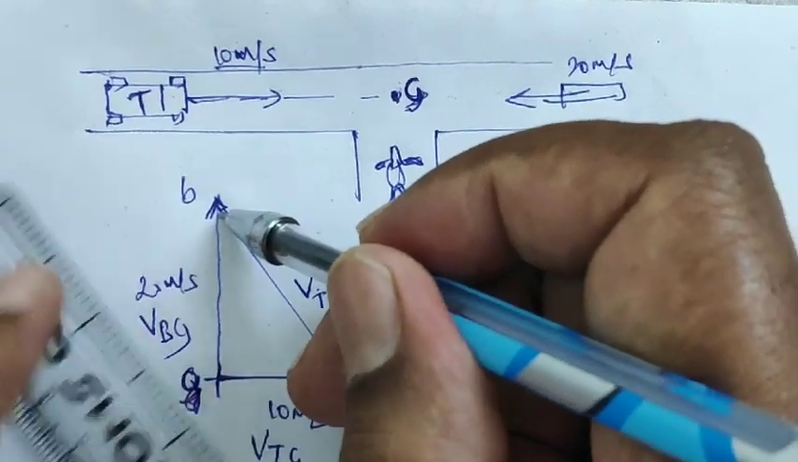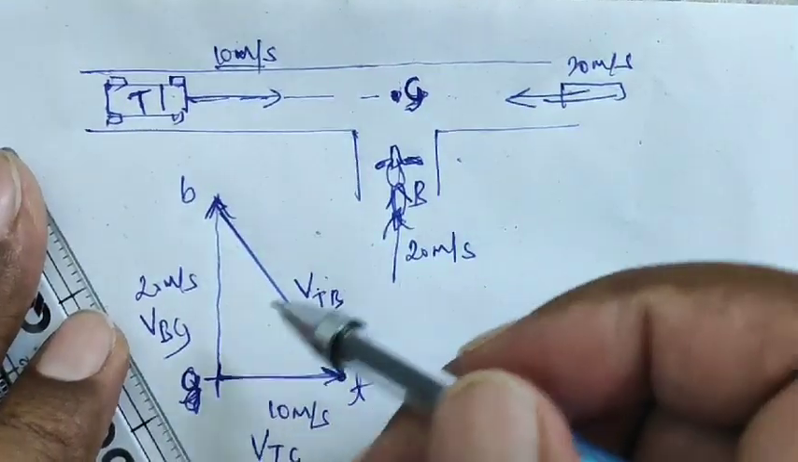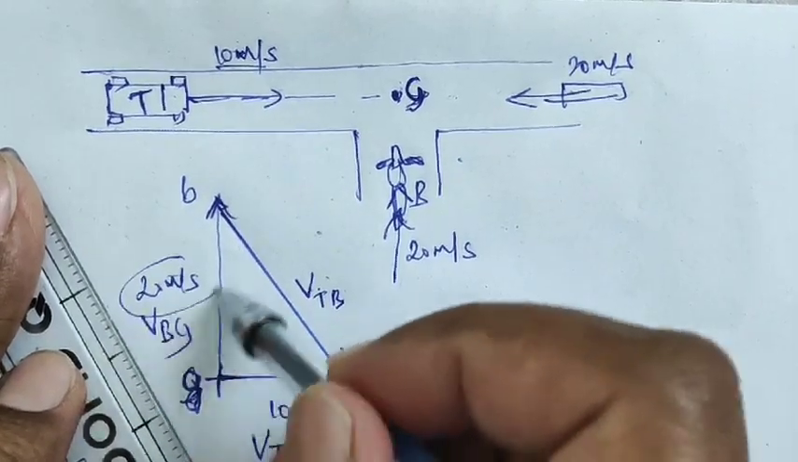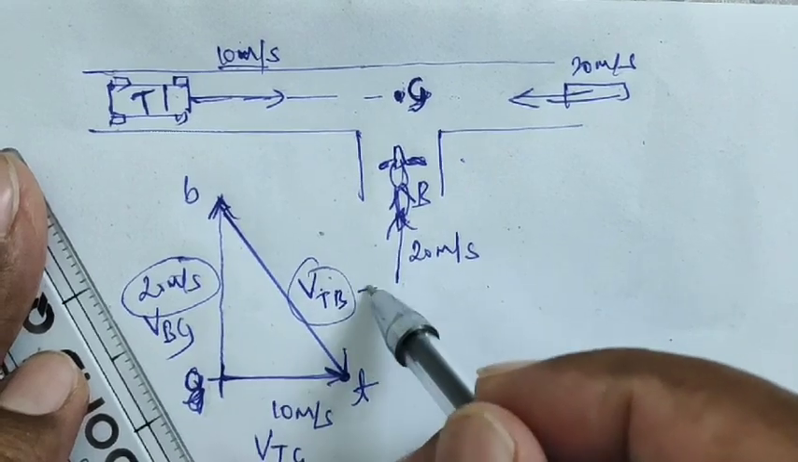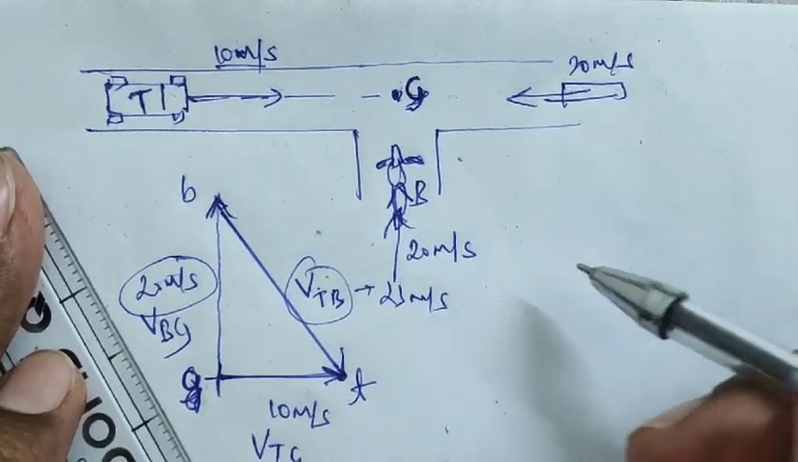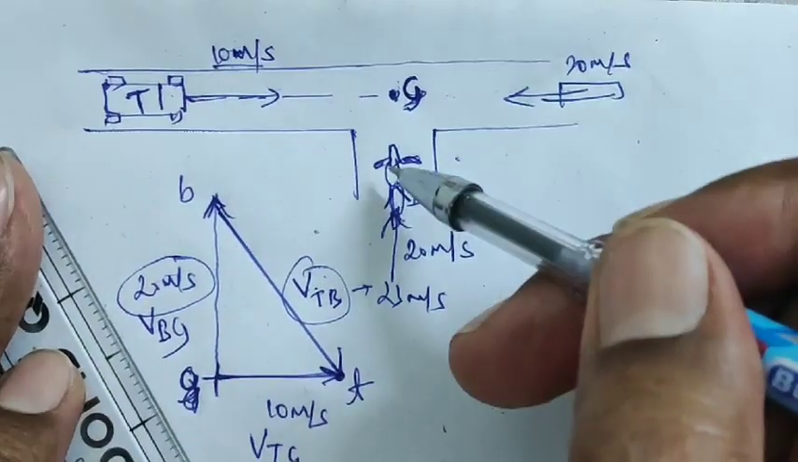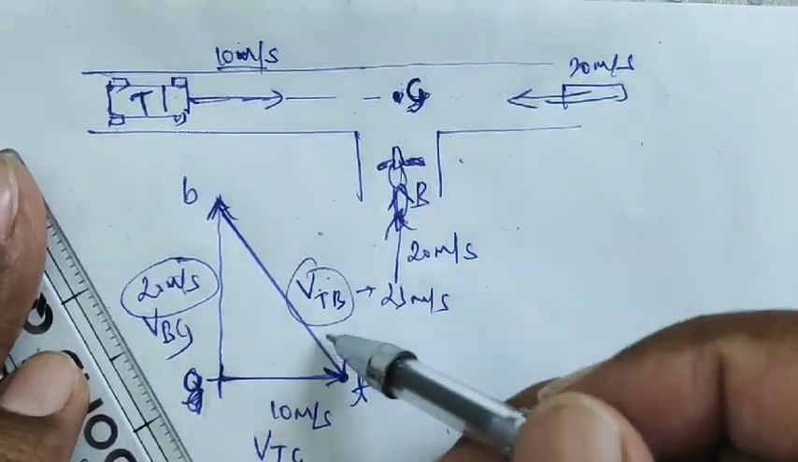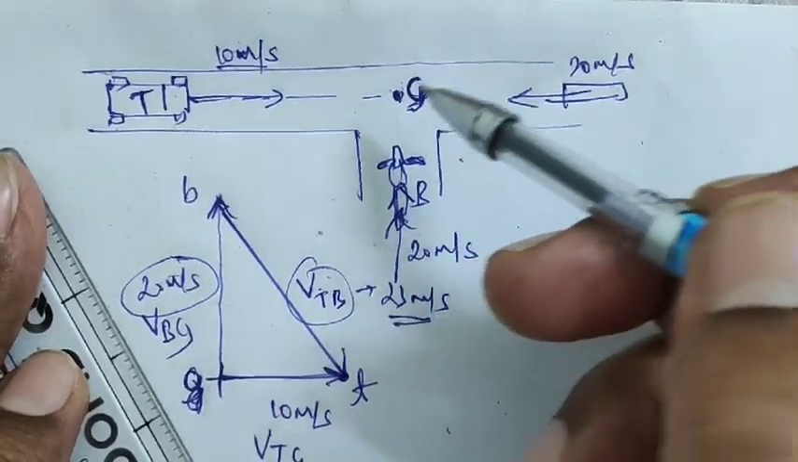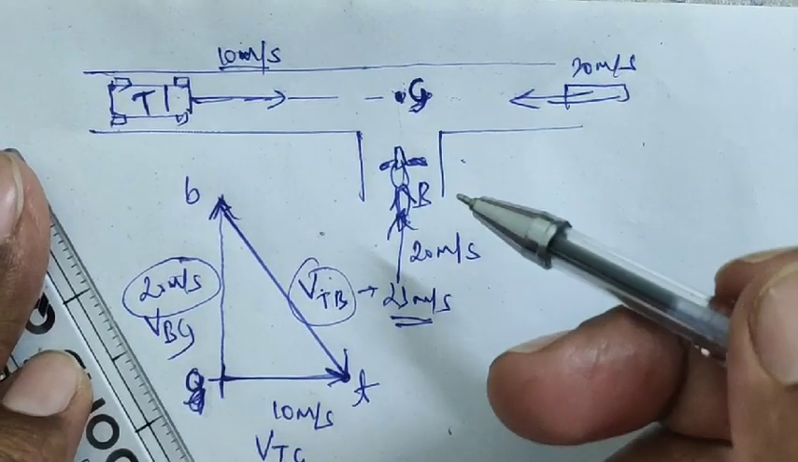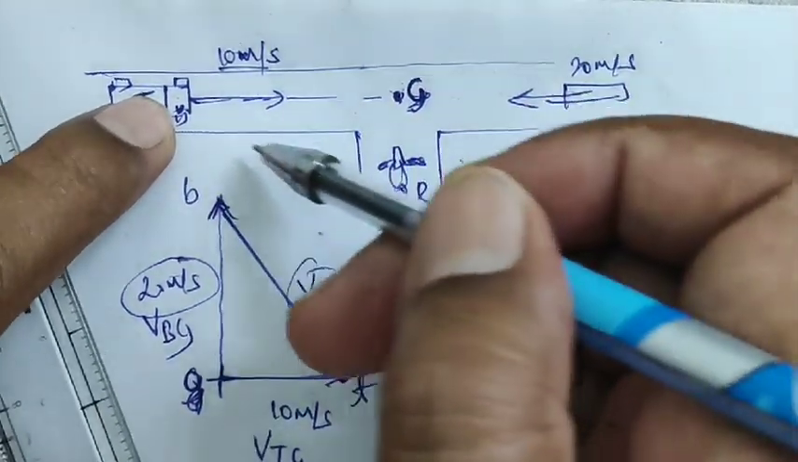Looking at this arrow, you'll understand that this is definitely more than 20 meters per second, and therefore if you measure it, it may come around to 23 meters per second, which means that the biker would see the truck approaching him at an angle of this and at a speed of 23 meters per second as he is actually trying to move like this. And the same thing could be seen by the driver of the truck, and the driver of the truck would see the bike approaching him.